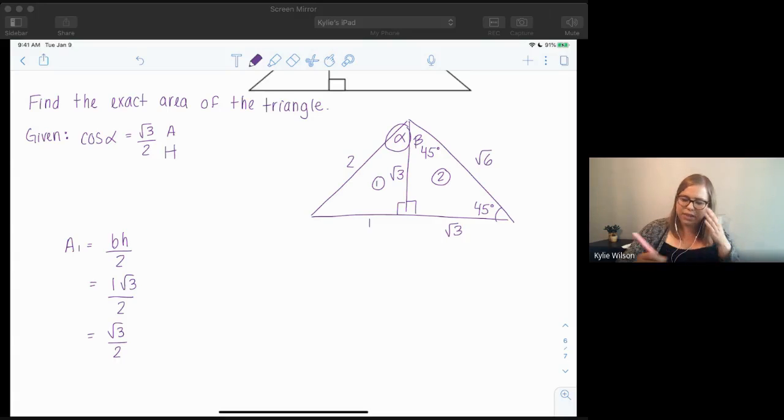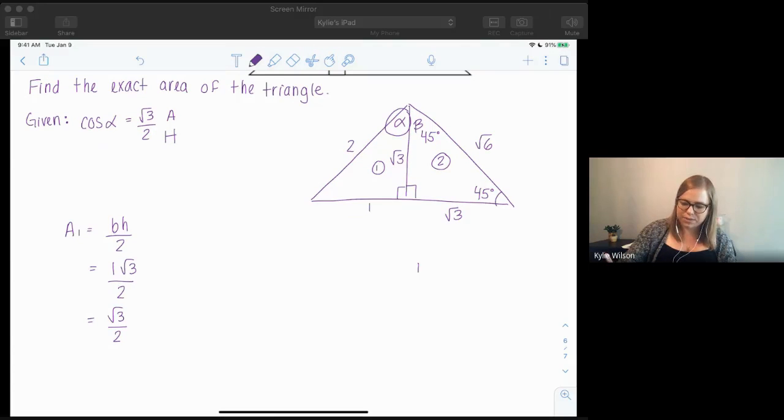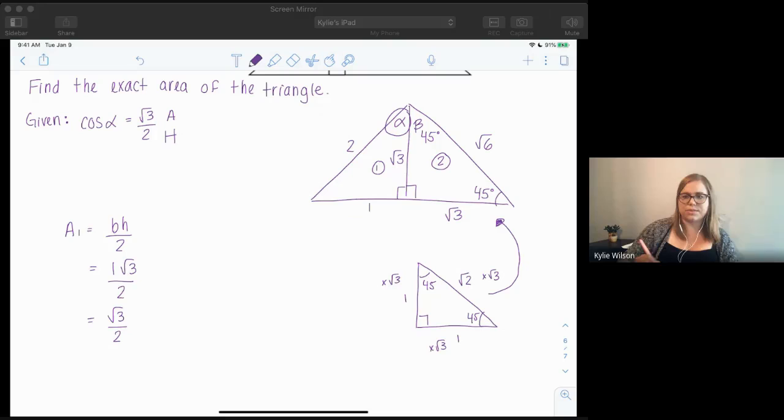Okay, so I've now labeled my second triangle, and just to be clear on how I got all of those, my special triangle looks like this: 45, 45, and 90, and it usually looks like this. But because this side was already root 3, all of these have been increased by root 3. So that is how I got the values up here, just so everybody knows where those came from.